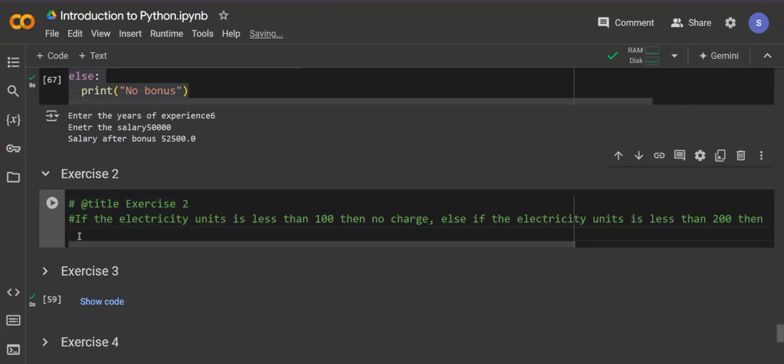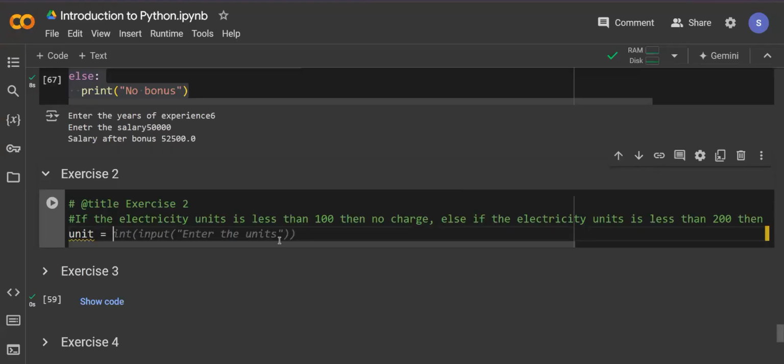First of all, what are the variables we require? Can you tell me what are the variables required in this particular problem? If the electricity unit is less than 100, so basically we want a unit, correct? We want an electricity unit. Yes, exactly. What else do we require? Nothing else, only the unit is required. Based on the unit, we are calculating everything. So let us write unit.